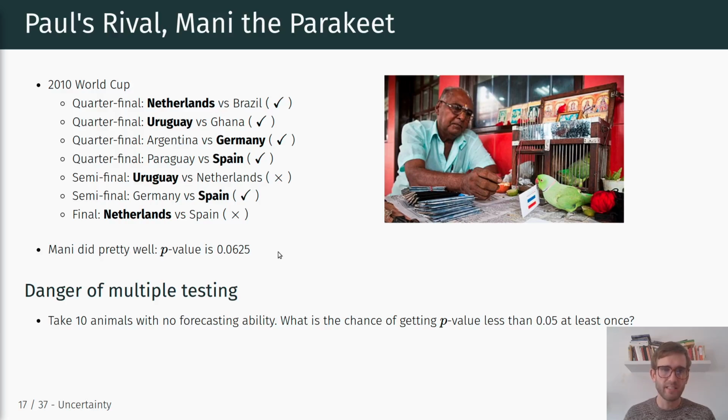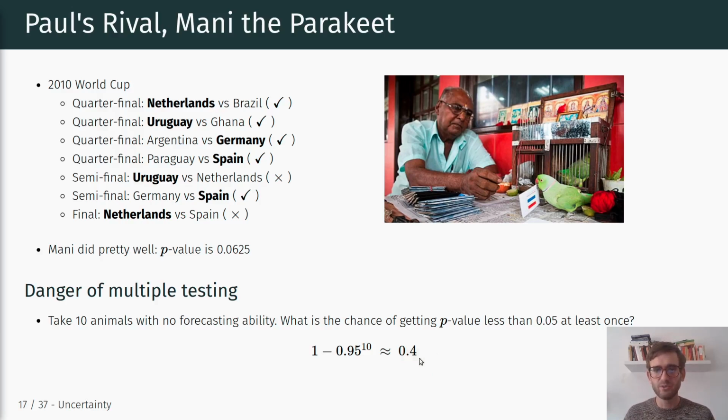So for example, take 10 animals with no forecasting ability, and you can compute the chance of getting a p-value less than 0.05, which is usually our threshold to reject null hypotheses. So what is the chance of getting a p-value less than 0.05 at least once if you have 10 animals with no forecasting ability? It turns out that probability is just 1 minus 0.95 to the power of 10. So that's at least one animal getting a p-value of 0.05, and that probability all of a sudden is 0.4, right?